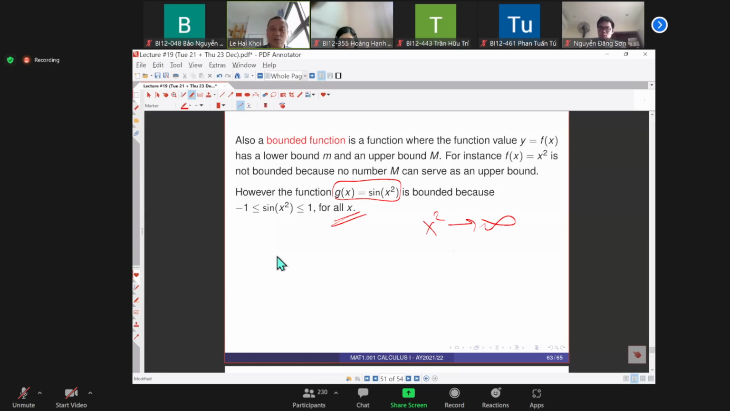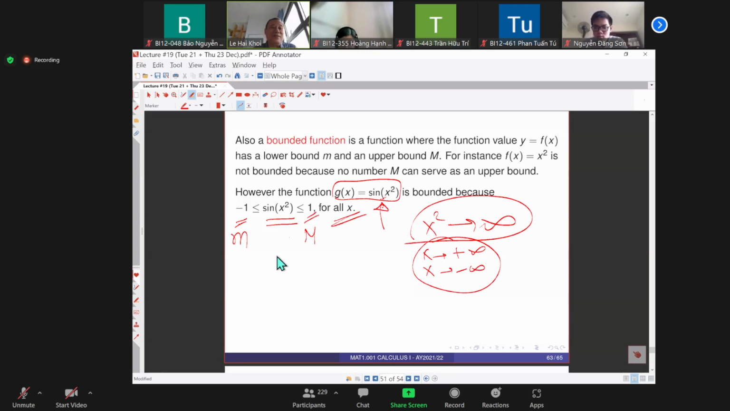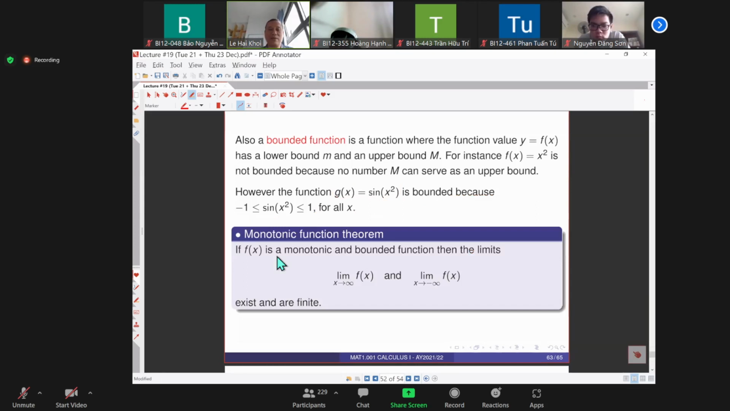If x tends to plus infinity or x tends to negative infinity, then x squared always tends to infinity. However, because x squared is under the sine function, you always have sin x squared for all x between small m = -1 and big M = +1. That function is bounded. Okay, x squared is not, but sin x squared is. So then you have the following important result.